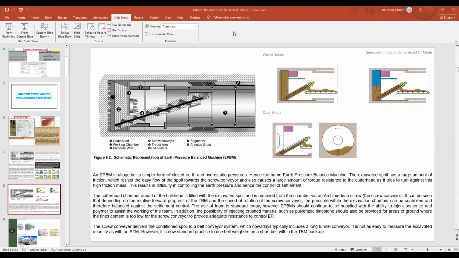We are using EPB only in Delhi, and in Calcutta we are using EPB, but in Bangalore or in Chennai, nowadays they always prefer to work in a hybrid mode. So I can switch the mode.